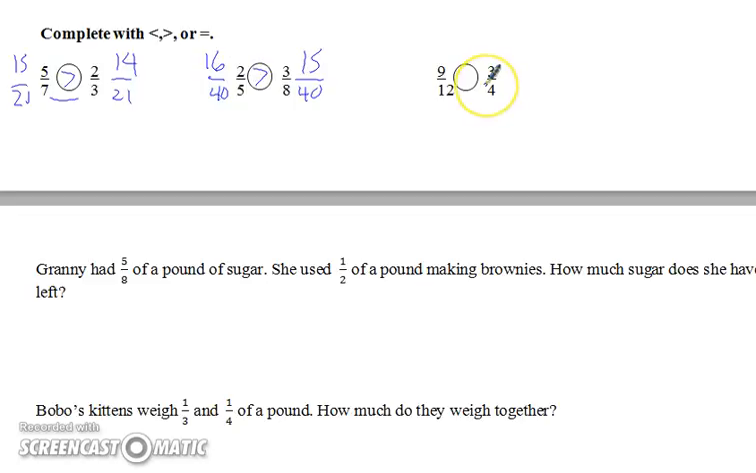We got 12ths and 4ths. Whoa! I know I can take this 4 times 3 to get me to 12ths. So I'm just going to do that. 3 times 3 is 9. 4 times 3 is 12. Now I have 9 12ths on both sides. So that's going to be equal.